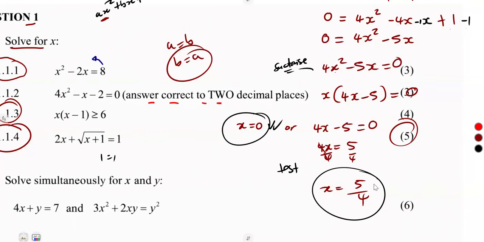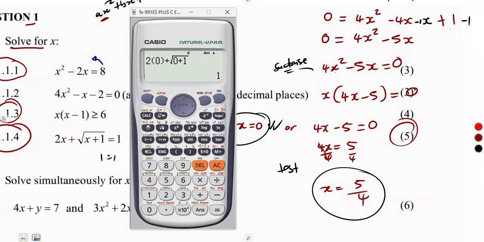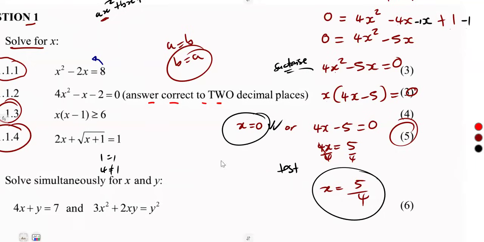When x is 5 over 4, do the same thing. In place of x, you put 5 over 4, like that. So that was going to give us a 4. And we can see that 4 is not equal to 1. So meaning to say x cannot be equal to 5 over 4. So the only solution that was going to satisfy our equation is that x is equal to 0.